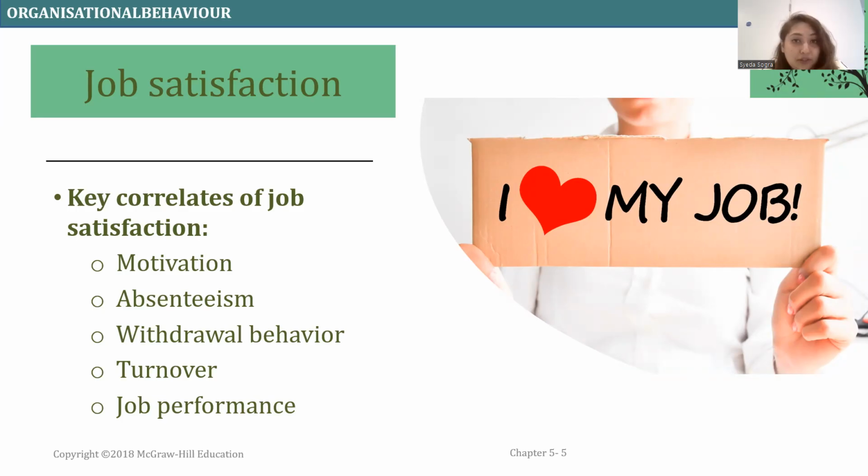The next point is turnover. When we have more satisfied employees, the turnover rate ultimately goes down. It also happens vice versa. When we have a large number of dissatisfied employees, the turnover rate tends to go up. Job performance is one of the direct contributors of job satisfaction. When employees are satisfied in their workplace, they tend to perform better.